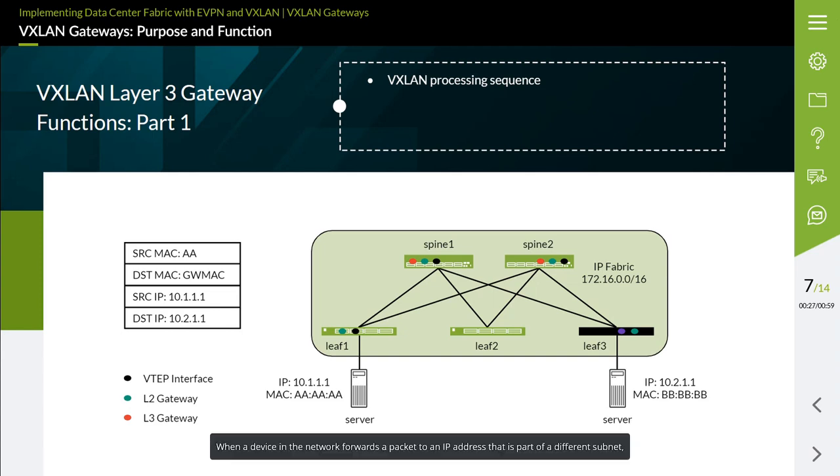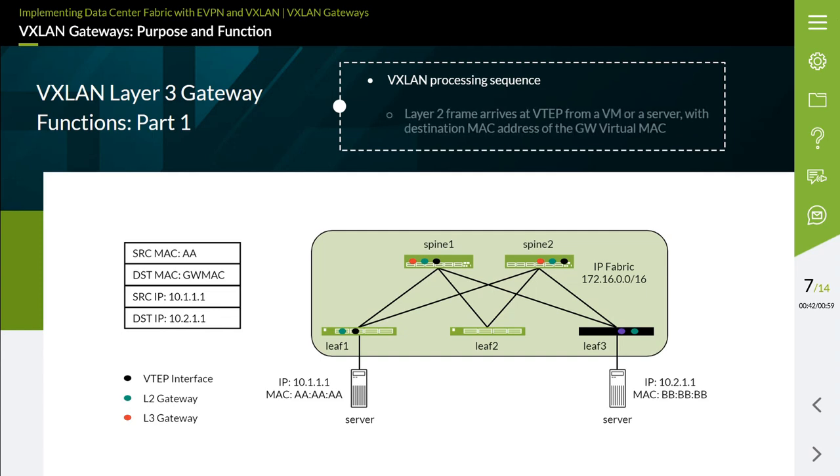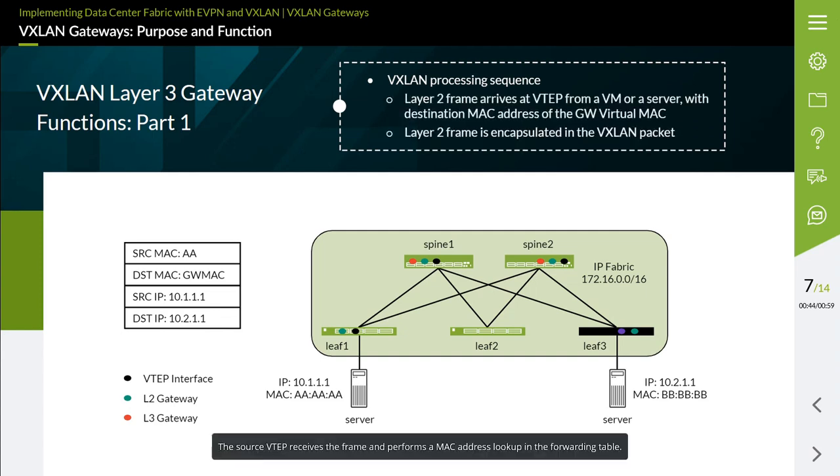A VXLAN Layer 3 gateway is also a Layer 2 gateway, or VTEP. When a device in the network forwards a packet to an IP address that is part of a different subnet, the device forms an Ethernet frame with the destination MAC address of the locally configured default gateway, or the next hop in a routing table, also known as the Routing Information Base, or RIB. The source VTEP receives the frame and performs a MAC address lookup in the forwarding table. The Layer 3 gateway must be configured with an IRB interface within the source VNI so that the virtual MAC of the IRB is reachable by both the original host and the source VTEP.